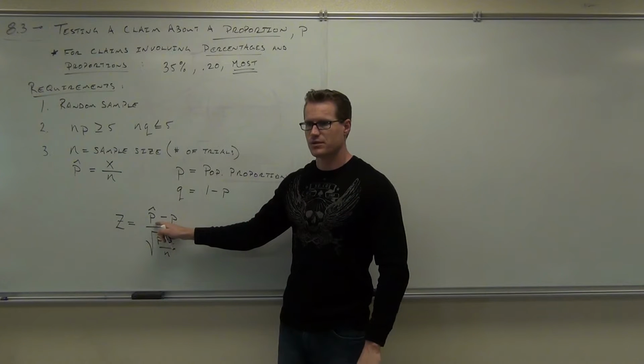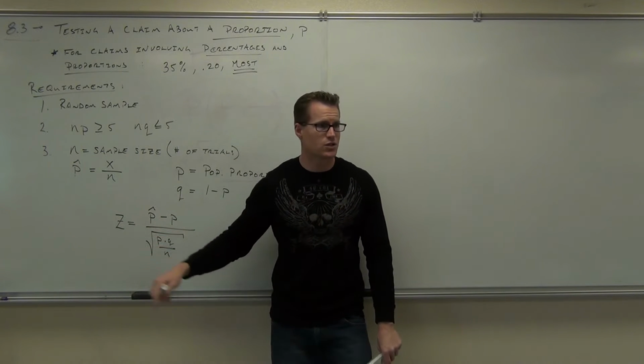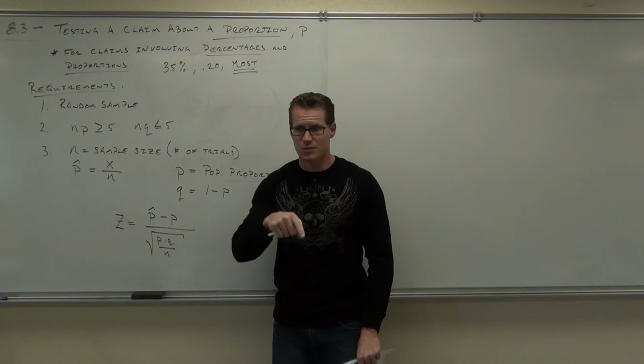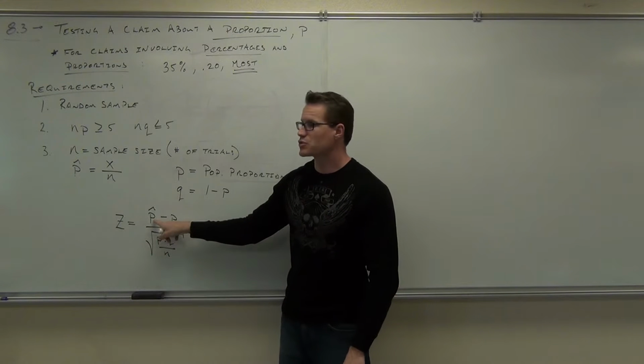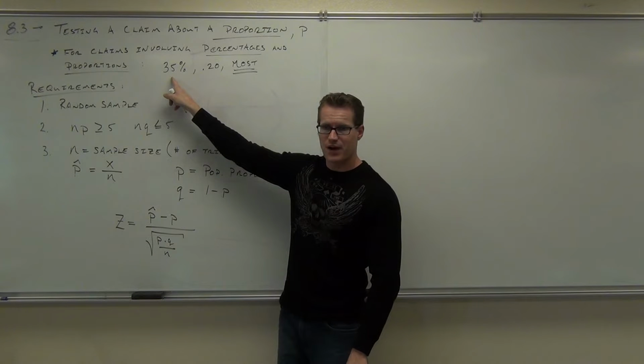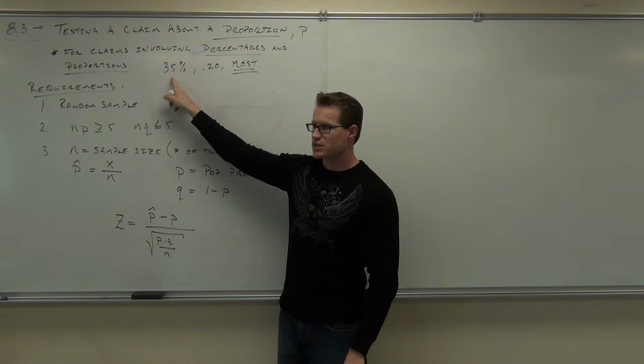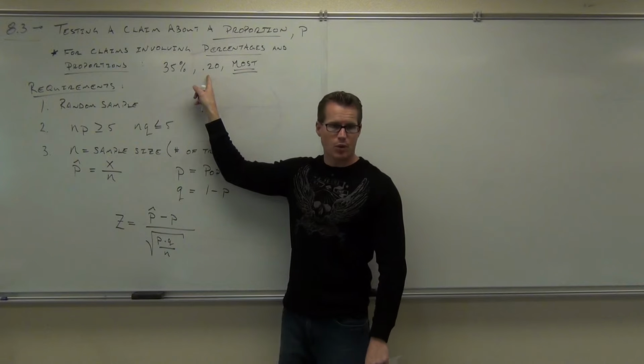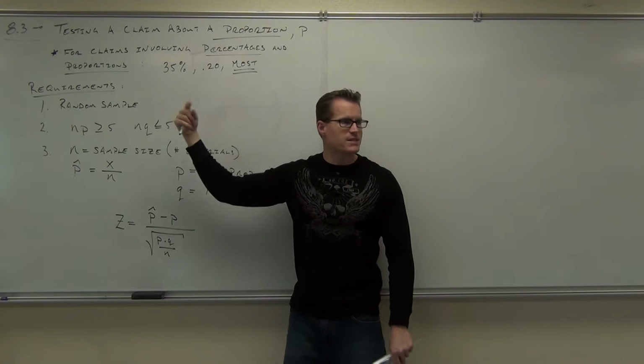Can we find p-hat? Yes. For any value, it's either going to be given directly to you. It could say something like, we found a sample with 35% of something, or we found a sample where the proportion was 0.20. We could find samples like that.